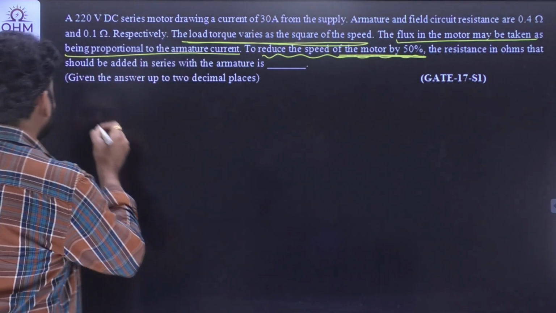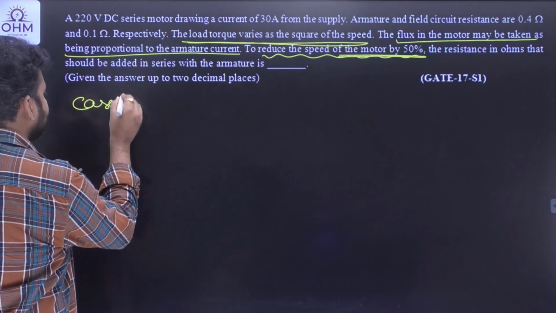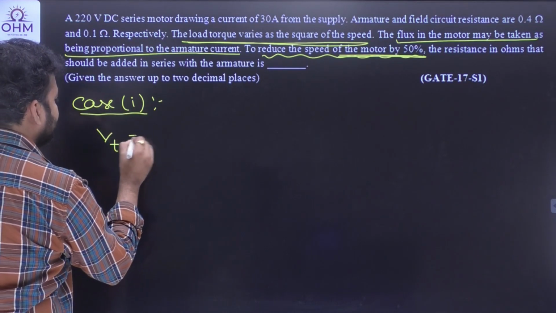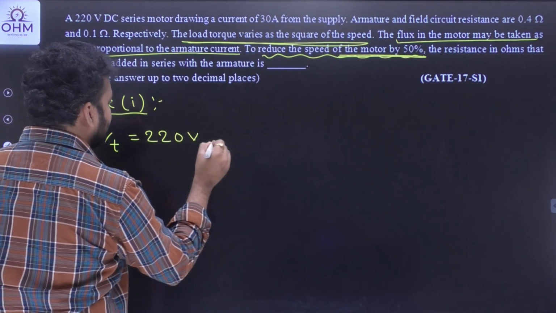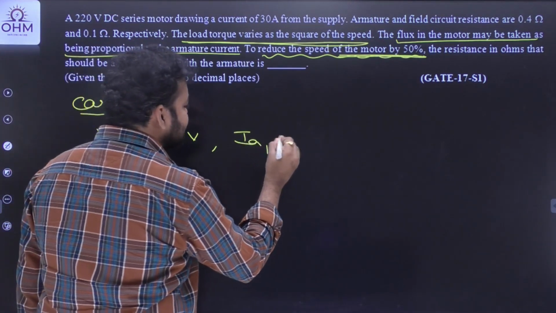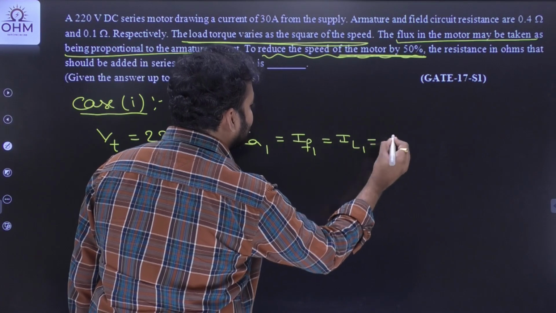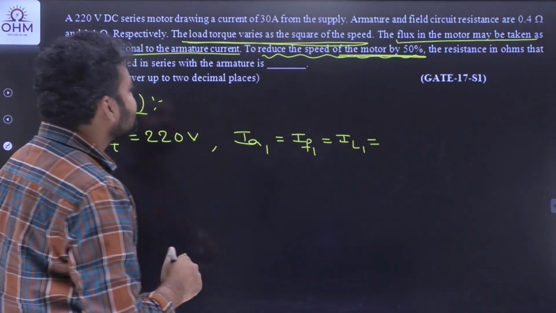So first let me note down case number 1 details. Case number 1, what is the terminal voltage? 220, it remains constant, guys. And it is a series machine, guys. In a series machine, armature current, field current, line current all are same, and that is equal to 30 ampere.